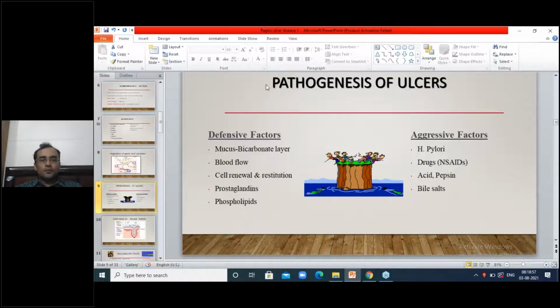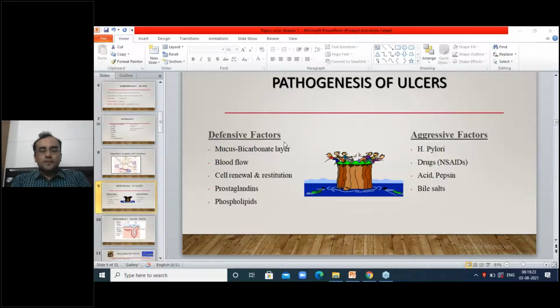So we talk about the pathogenesis of peptic ulcer. As I already told you, peptic ulcers basically arise due to an interplay between the defensive factors and the aggressive factors, which ultimately lead to the damage of the epithelial layer of the stomach, the lower esophagus, or the first part of the duodenum.